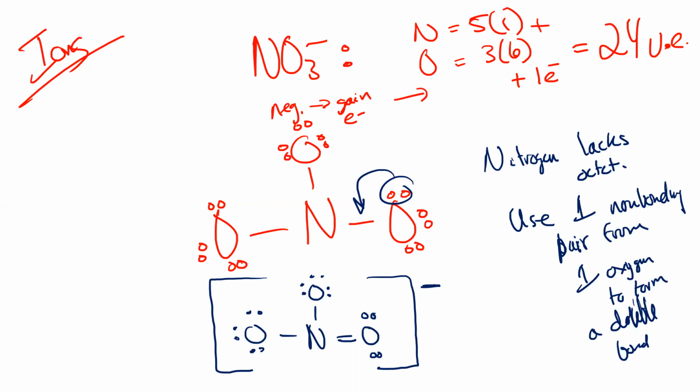Now, formal charge. Formal charge on this nitrogen becomes 5 valence electrons minus 1, 2, 3, 4 things around it is a +1. The oxygens that did not form a double bond are 6 valence electrons originally minus 1, 2, 3, 4, 5, 6, 7 things around it. A -1 charge on the oxygen, a -1 charge on that oxygen.